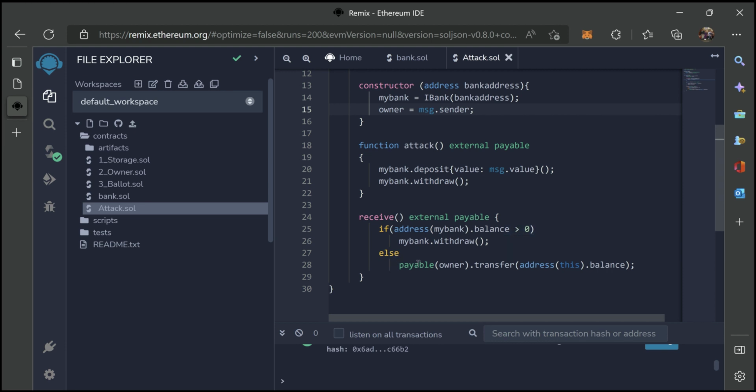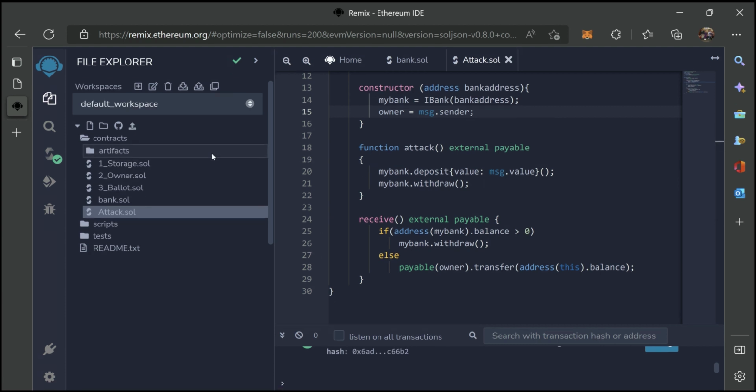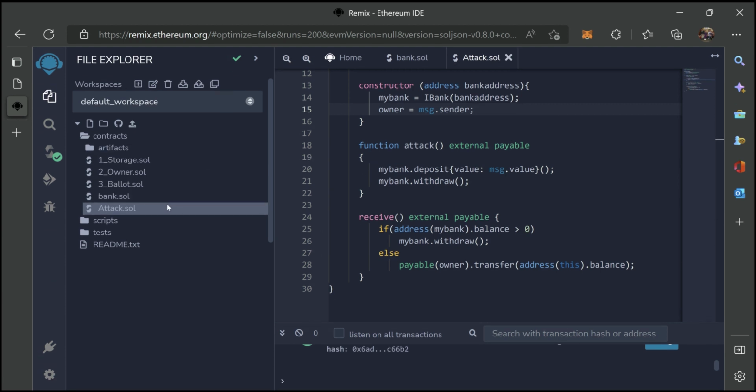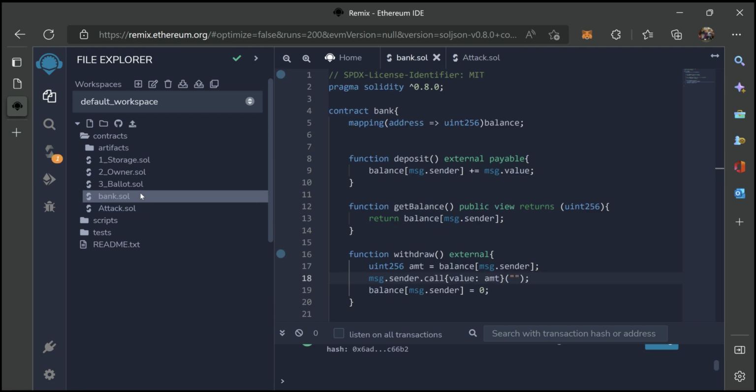But then we are going to use this to transfer all the money from the smart contract to the deployer, whoever deployed this. Okay. So in this experiment, I already have done some experiment, so we're going to continue to do it.